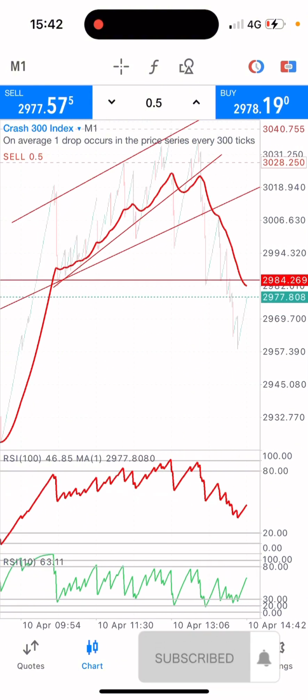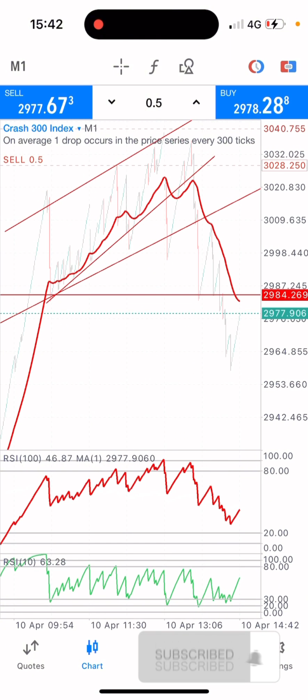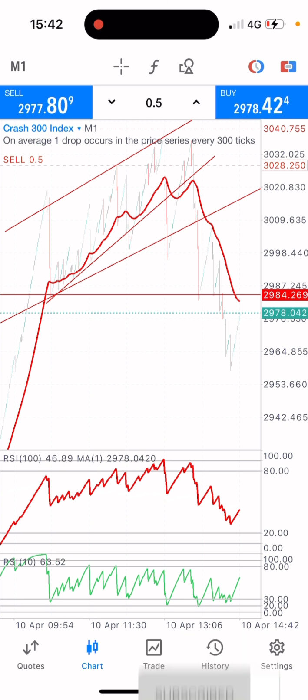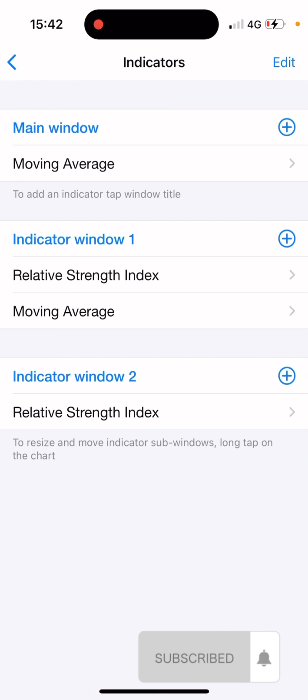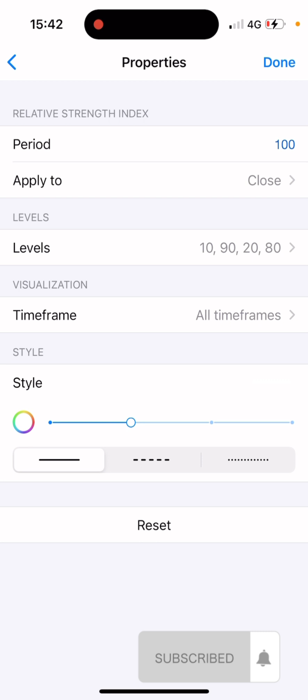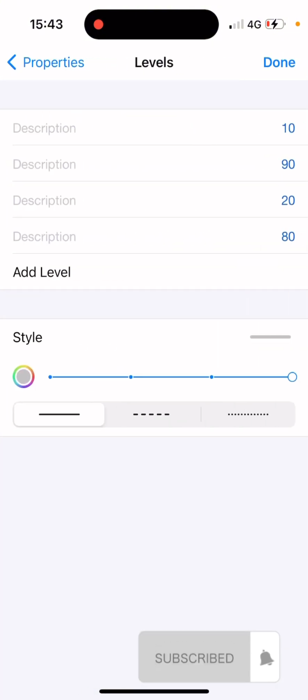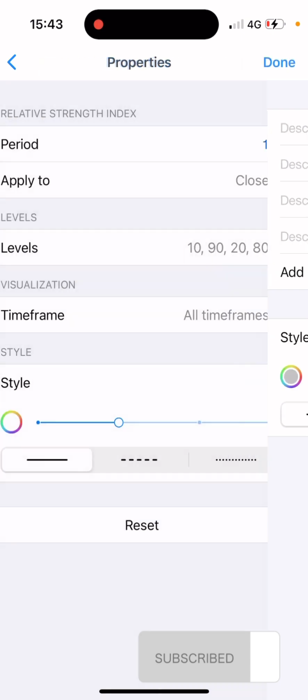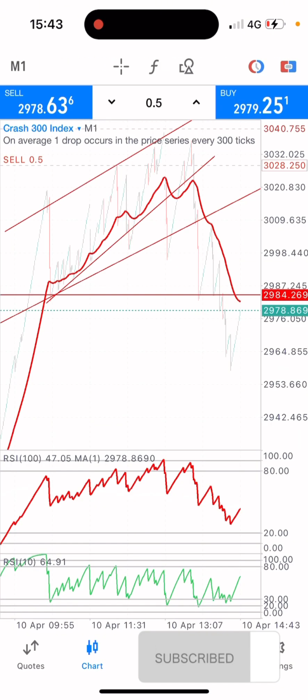Like what I said on my previous video, guys, I was talking and illustrating about this strategy. So now I want to give you the settings. First things first, on Crash 300, if you come on your indicators, you get two indicator windows, indicator window 1 and indicator window 2. On indicator window 1, I have the same settings that you can never change no matter the page that you open. The period of this RSI is 100, apply to close. Then on levels, we need level 10, 20, 80 and 90. You add these levels, set to all time frames, and click on done.